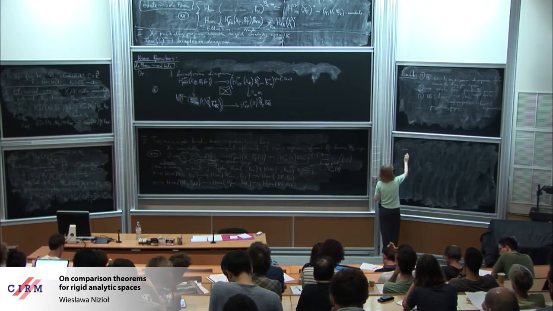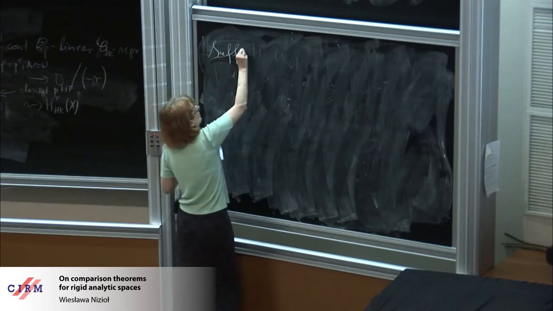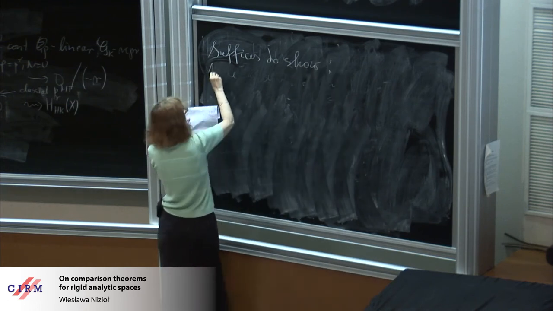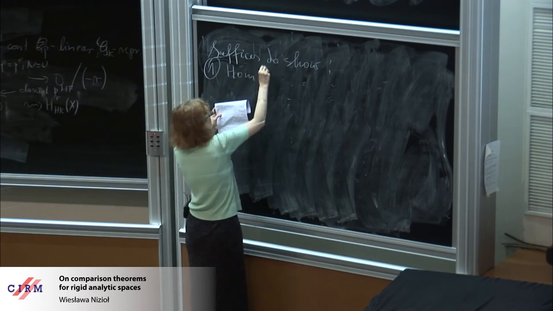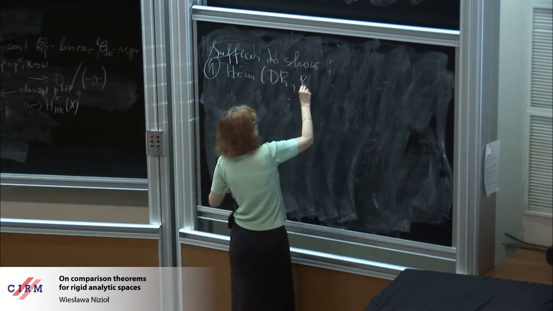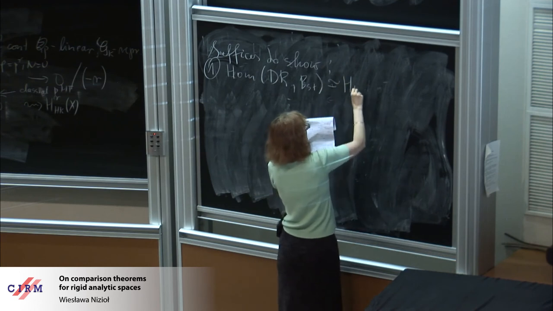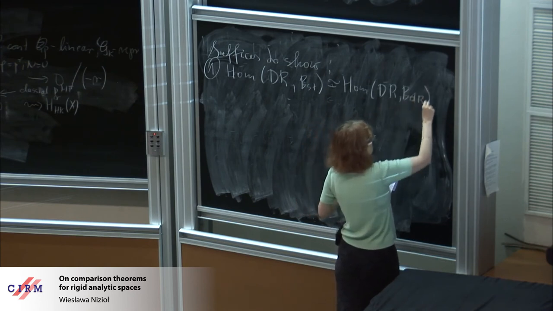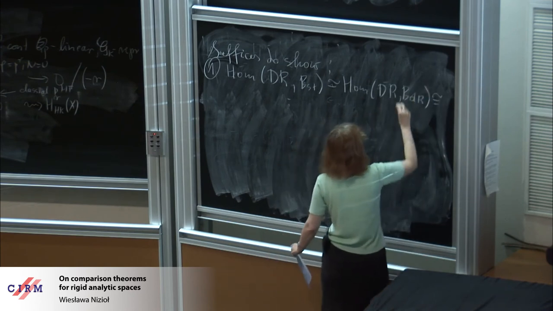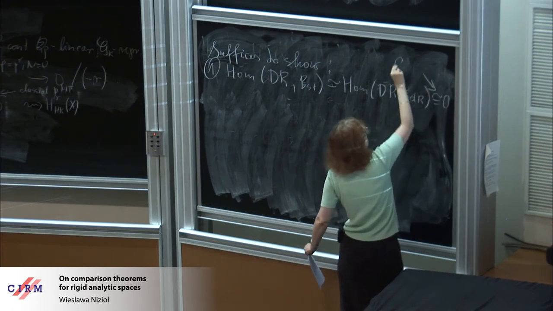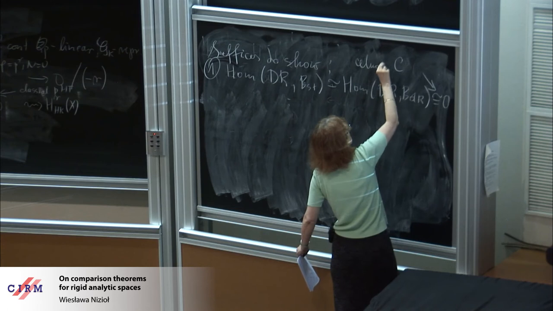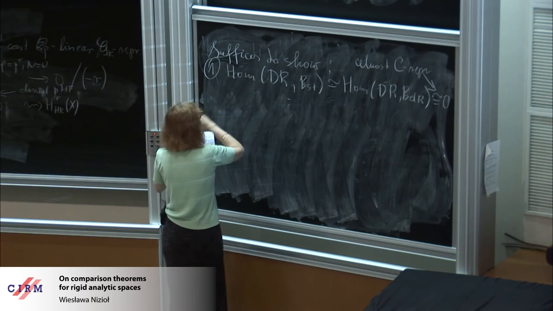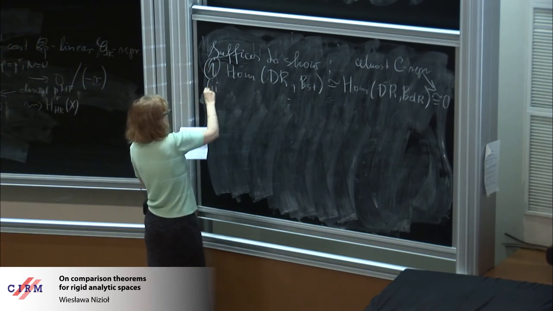Okay, so it suffices to show, one, that Hom from the de Rham part to B_ST is the same as the Hom from the de Rham part to B_dR, and that vanishes. So as I said, this is the C almost C representation argument, and then we have another one, call this I maybe.